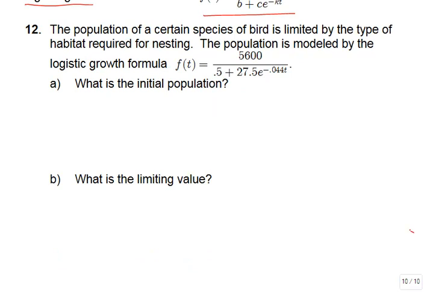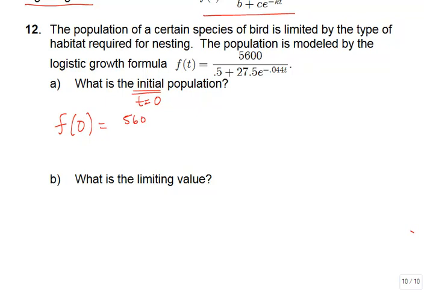So we have a population of a certain species of bird, and it's limited by the type of habitat required for nesting. The population is modeled by this logistic growth formula. So it's giving you this population formula already. You don't need to come up with it on your own. What is the initial population? So initial population is going to be at time 0. Whenever you see that word initial, that's assuming time 0. So we're trying to figure out what this population function is when t is 0.